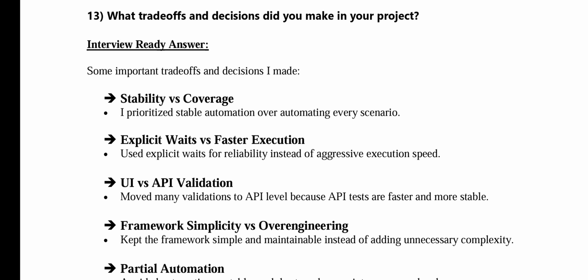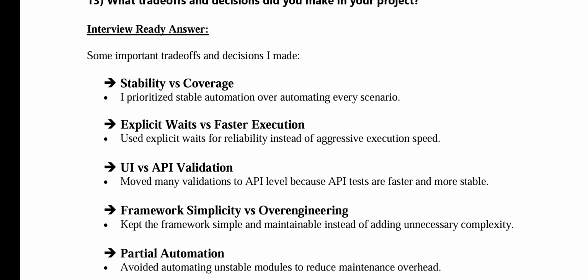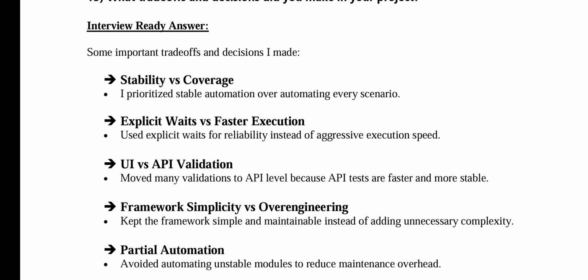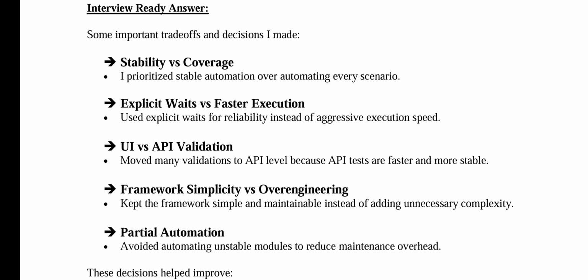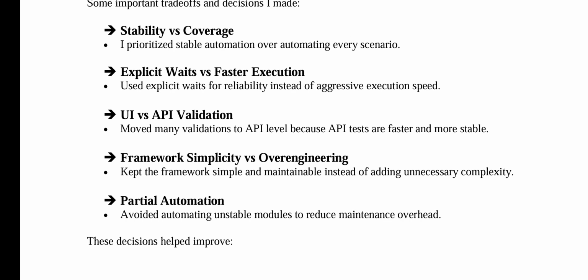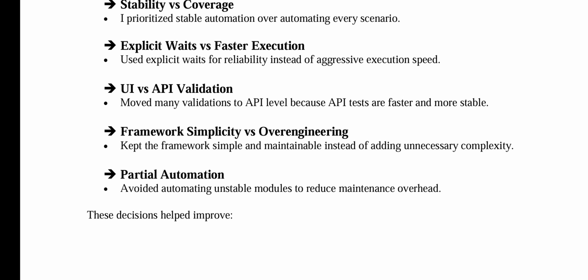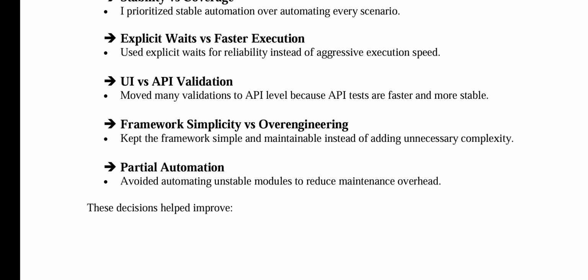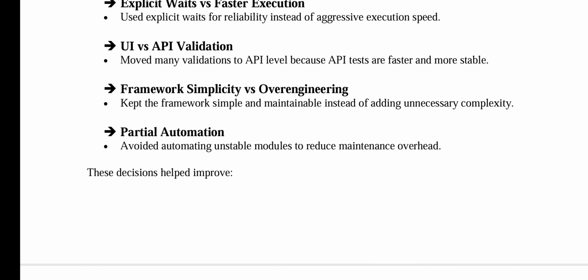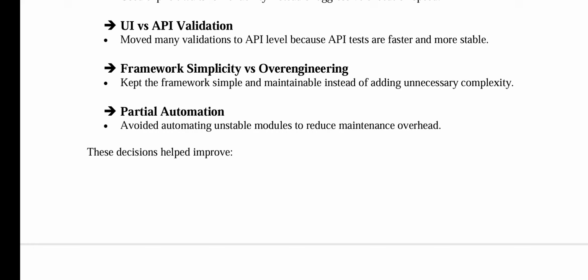Okay, so you can answer some high level points like, I prioritized stable automation over automating every scenario. I used explicit waits for reliability instead of aggressive execution speed. I moved many validations to API level because API tests are faster and more stable. And I kept the framework simple and maintainable instead of adding unnecessary complexity. And I avoided automating unstable modules to reduce maintenance overhead.